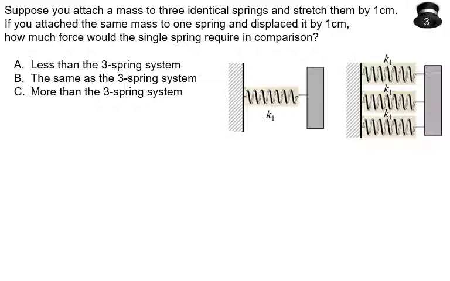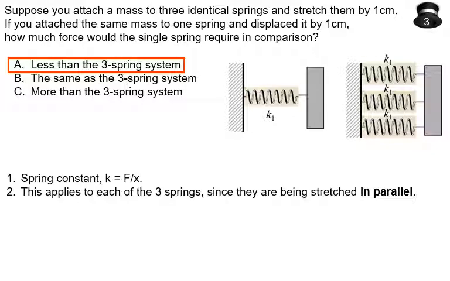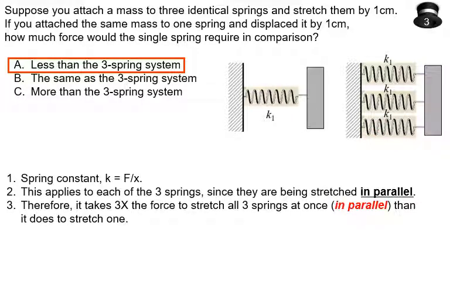We'll assume that you have come back after pausing the video, and you see that naturally it's going to take less applied force for the one spring system as opposed to the 3 spring system. So why is that? Remember, the spring constant is the applied force divided by the displacement, and this is going to apply to each of our 3 springs. These are being stretched in parallel, so you're stretching one next to the other next to the other, so that's called in parallel. And so the spring force applies to each of these. So therefore, it's going to take 3 times the force to stretch all 3 springs at once than it does to stretch one.